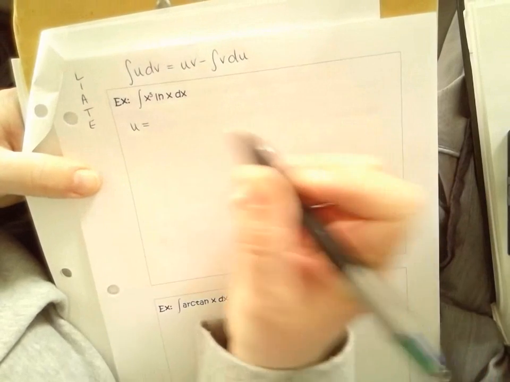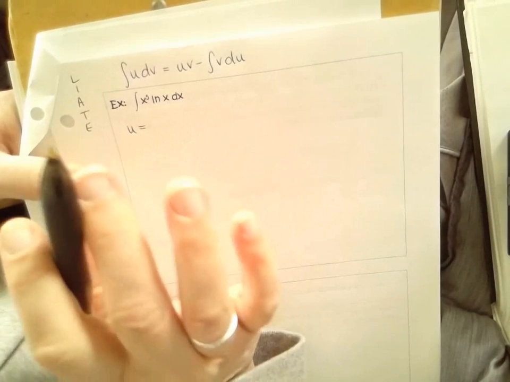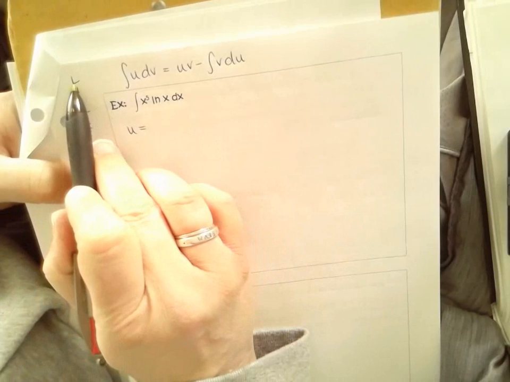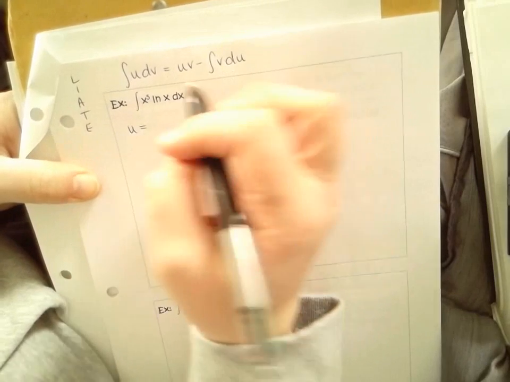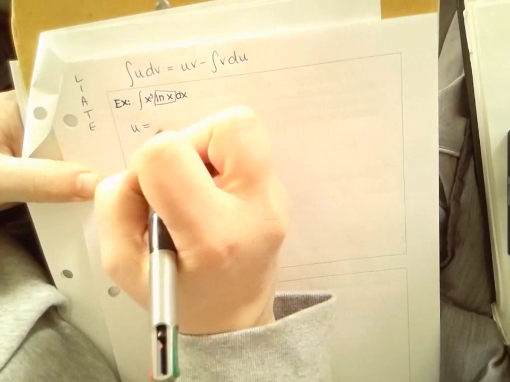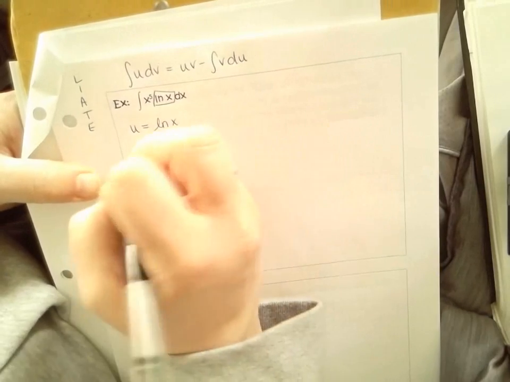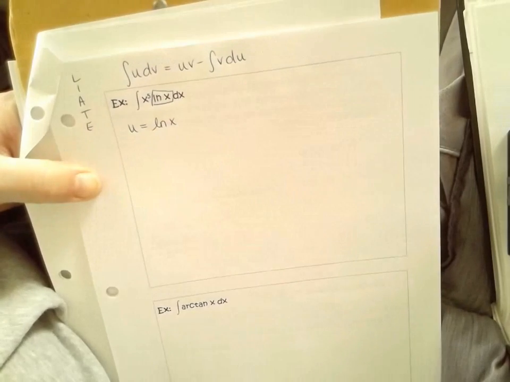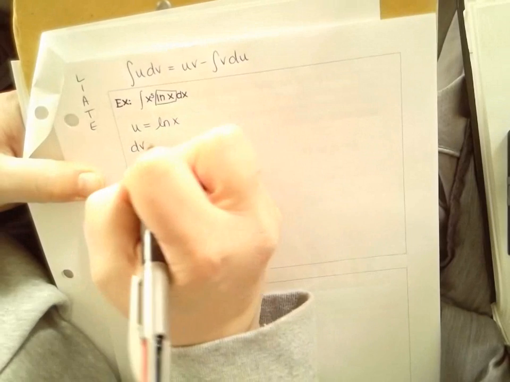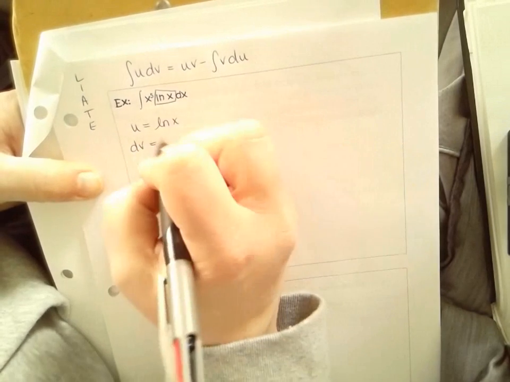All right, LIATE helps us assign the u, at least a first attempt at assigning the u. So I do have a logarithmic part. That is going to be my u. And I'll just keep it up the way I'm going. dv is what's remaining.